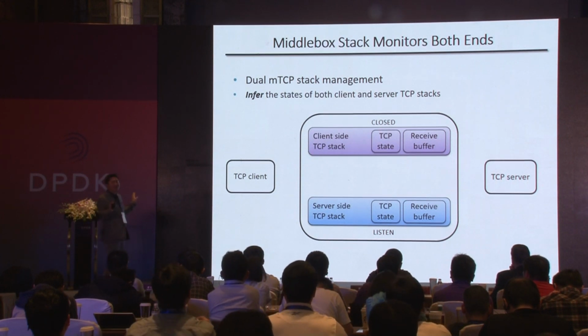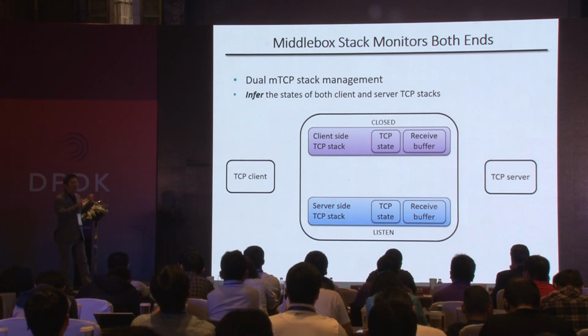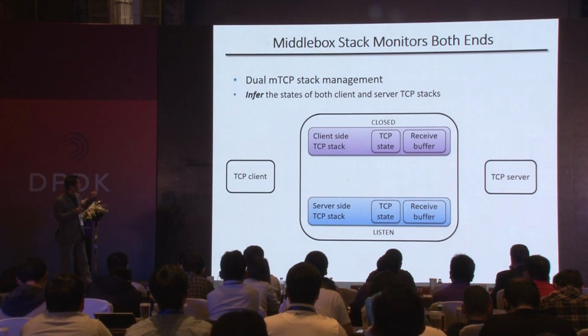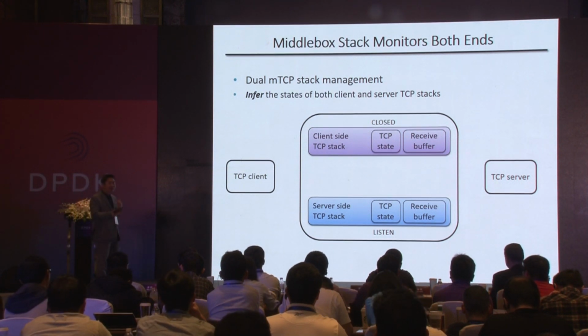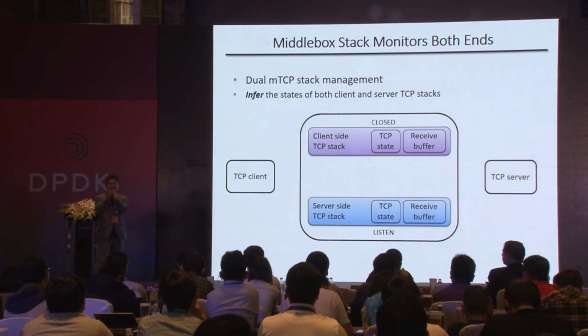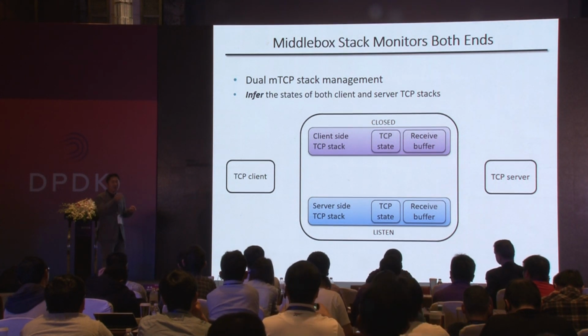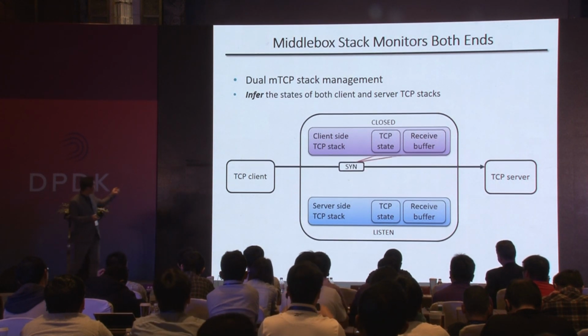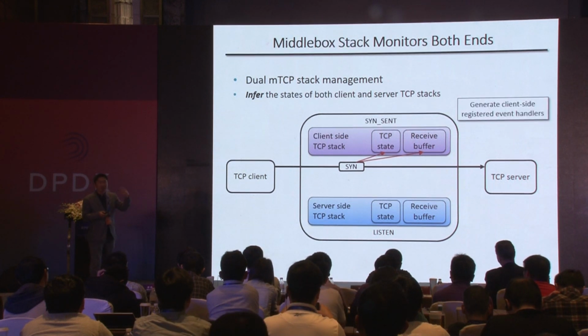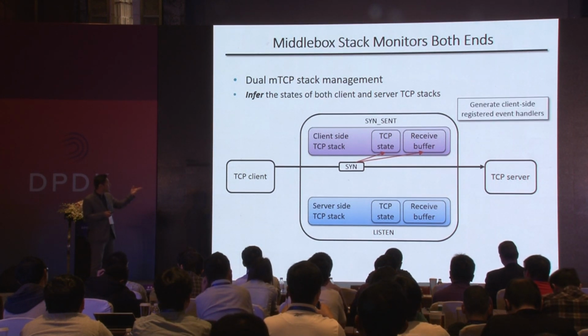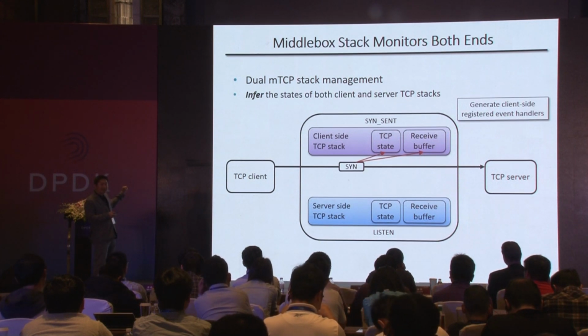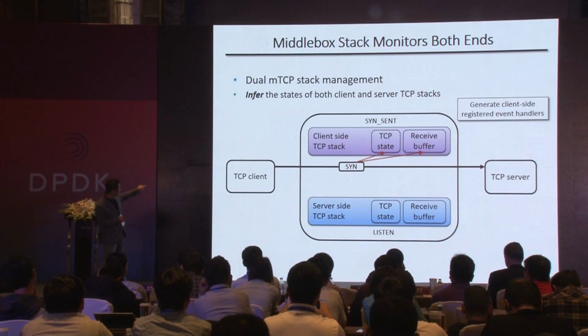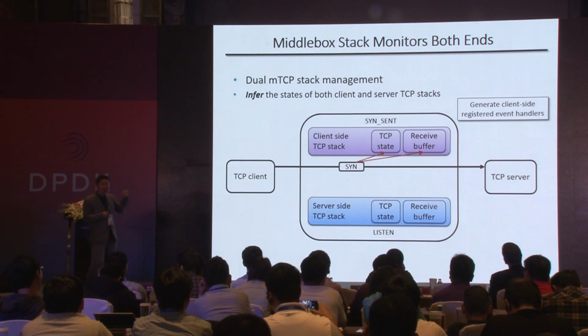That's the overall, very basic introduction of the inner workings. In order to provide flow management for a middlebox, which stands in the middle of the client and server, you need to manage both TCP stacks. You need to simulate both TCP stacks. So when the TCP client sends a SYN to create a connection, you need to update the client-side TCP stack. You need to simulate what the TCP client stack is doing.